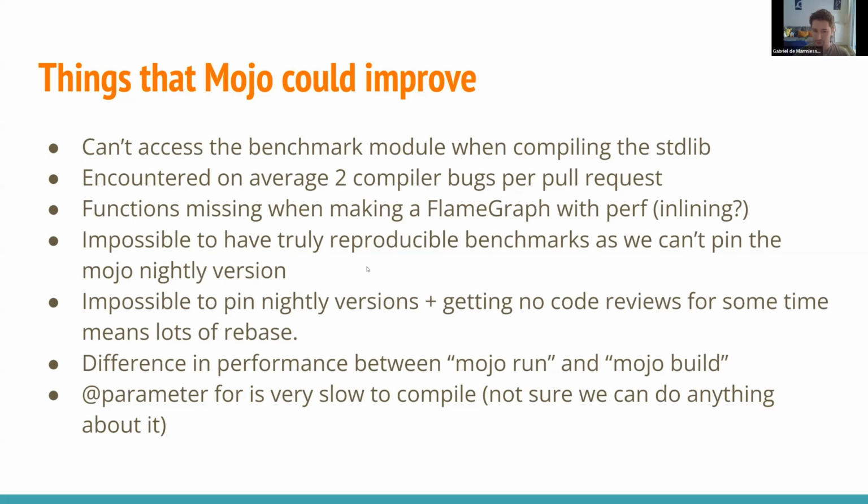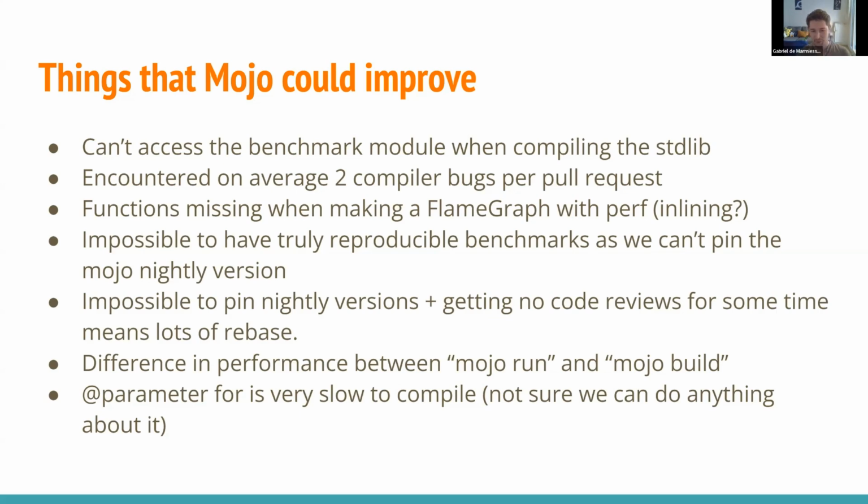It's impossible to have truly reproducible benchmarks because we can't pin the nightly Mojo version. We can only do modular update nightly Mojo. We cannot say which version we want, so it's quite difficult to pin a version and to iterate on this version. And since the standard library team has other things to do, they cannot merge the pull requests super fast. And because we can't pin the nightly version, as soon as we upgrade, we have to upgrade all our pull requests to the latest version.